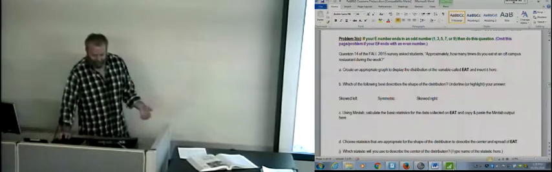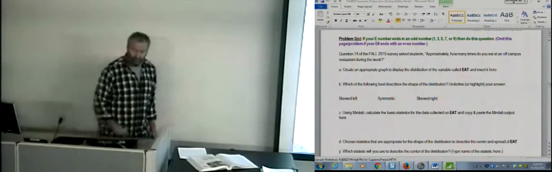How many times did you eat at an off-campus restaurant during the week? Somebody ate all their meals off campus. Okay, I see possible outliers and it's skewed to the right. You're going to check the fences and give me the median and interquartile range. It's the same problem. We change the variable, so the numbers are different.